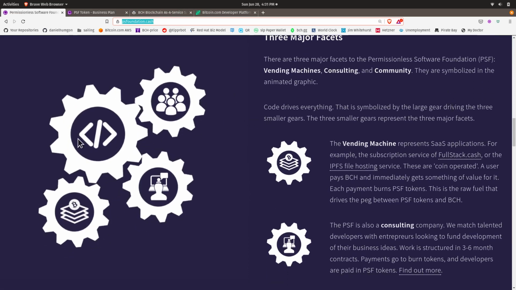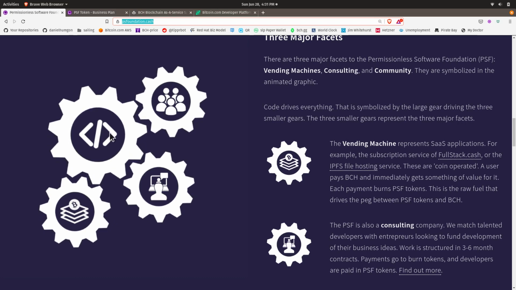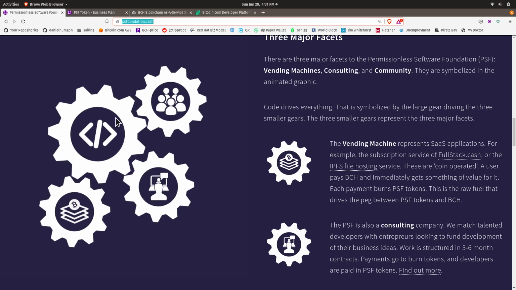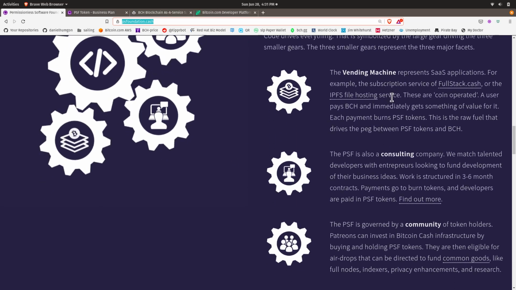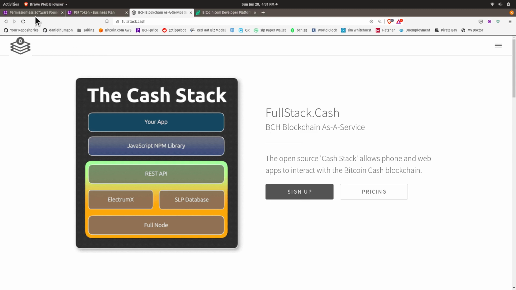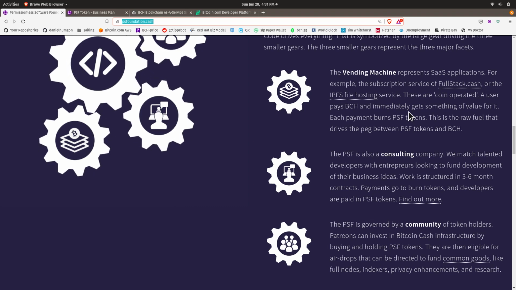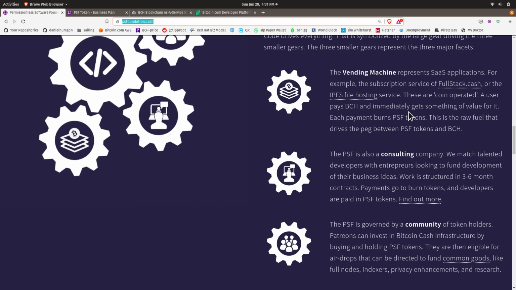So the idea is that this big gear with the code symbol is driving these three smaller gears, because code drives everything. This is a software programming community. It's about writing software and solving business problems, and so the vending machines is really what fullstack.cash is built for. This software stack is for building applications, and I call them vending machines because they're coin operated. You feed them some Bitcoin Cash, and you get something out of it. Like the token liquidity app, you give it some Bitcoin Cash, it gives you tokens.